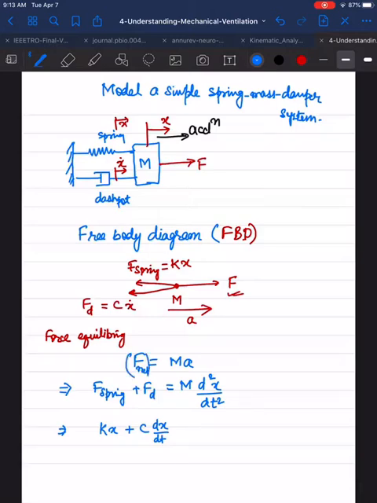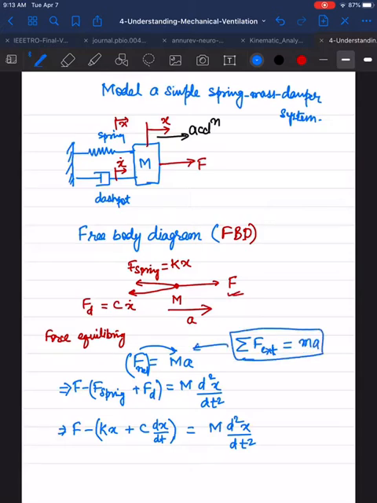Your net force will equal your mass times acceleration. So here this is my F external minus these two forces; F external minus these two forces will tell me the required acceleration, right? So basically Newton's law says that the summation of all those external forces will lead to mass times acceleration. Okay, so I can write F is equal to m d2x by dt square plus c times dx by dt plus kx.